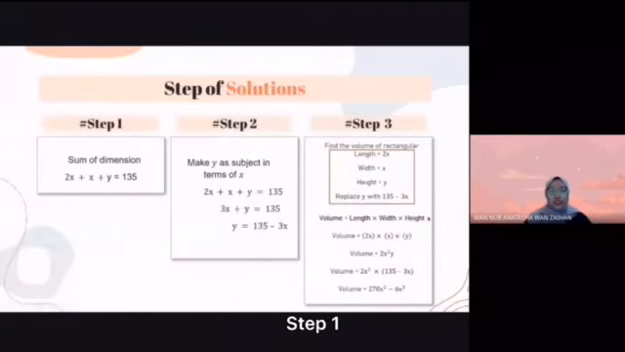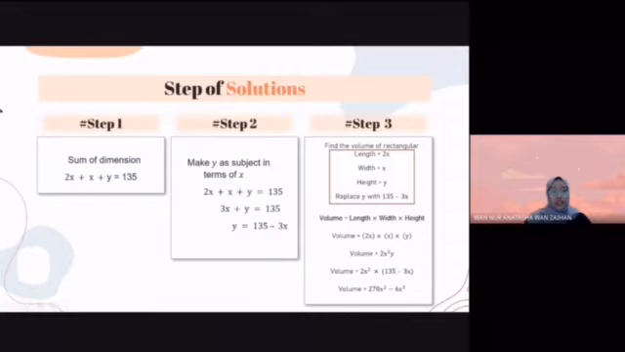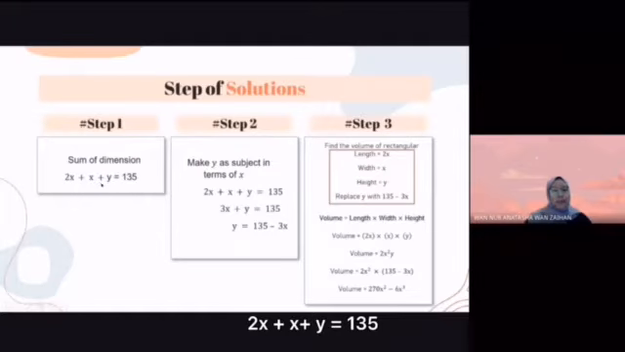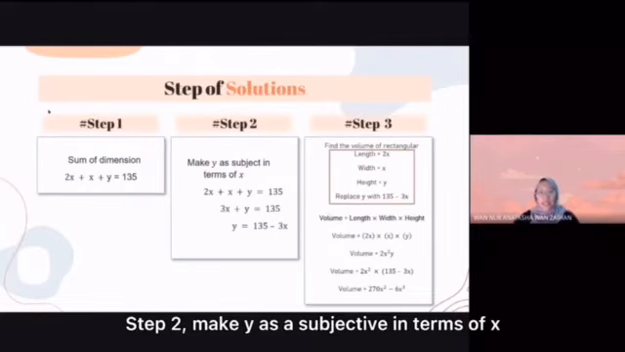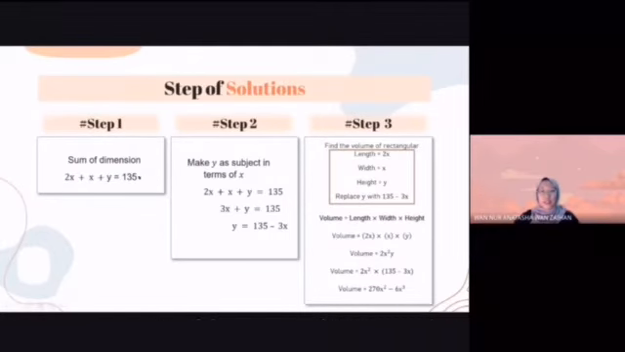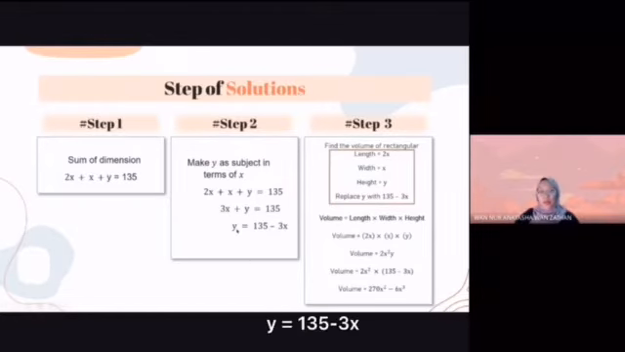Steps of solution. Step 1. Since the sum of dimension is mentioned in the question, from here we can conclude 2x plus x plus y is equal to 135. That means length plus width plus height equals 135. Step 2. Make y the subject in terms of x. We make y the subject of this equation. y equals 135 minus 3x.